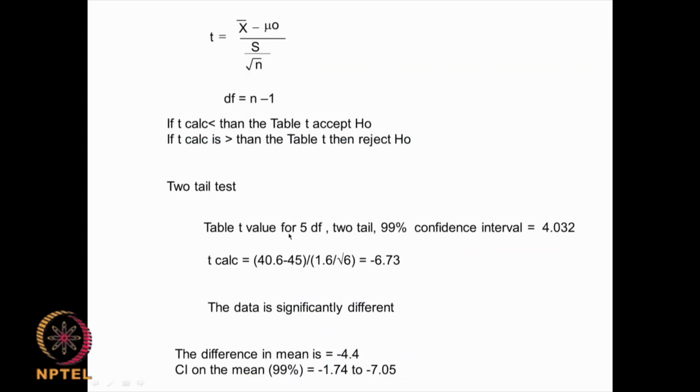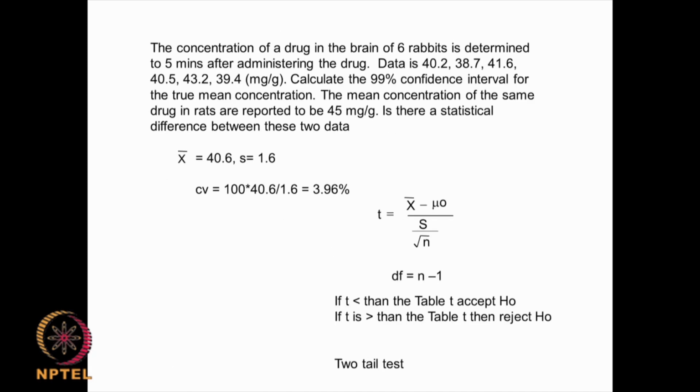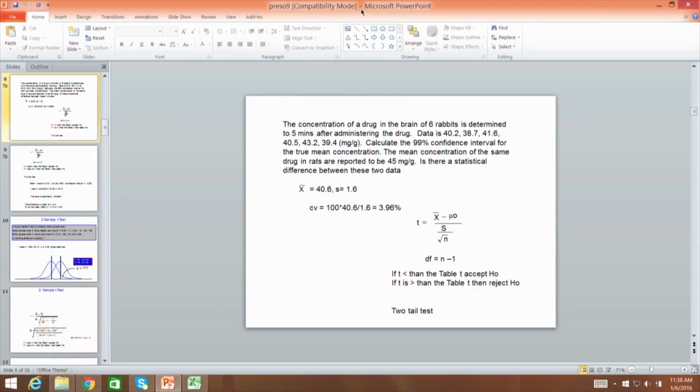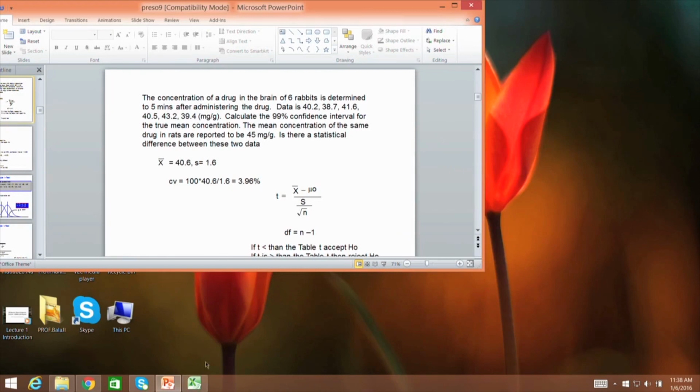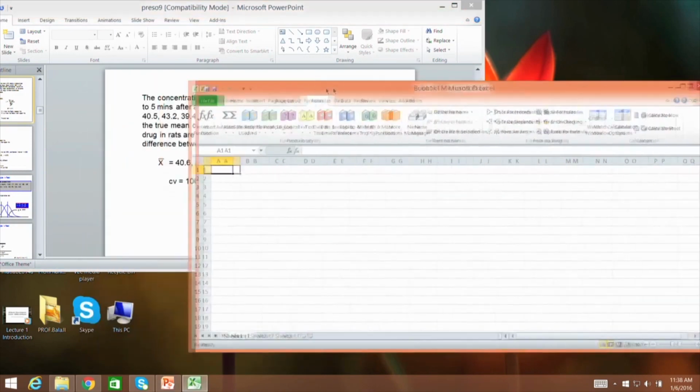Now, we can use GraphPad also to do the same calculation. We can use not only GraphPad, we can also use our Excel to do the calculation. Shall we look at Excel? Quite simple. So, let us go back to Excel.